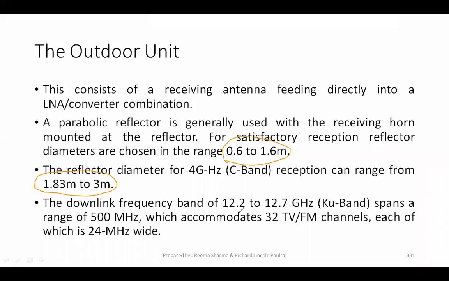The downlink frequency band of 12 to 12.7 gigahertz spans a range of 500 megahertz. So this is capable of accommodating about 32 TV or FM channels. So as I told you, even FM channels you should be able to view or hear, each of which is about 24 megahertz wide. So each channel is about 24 megahertz wide, and this can accommodate about 32 TV channels.